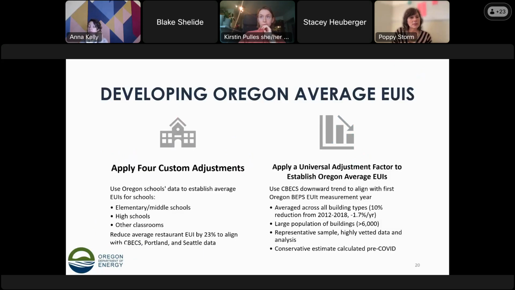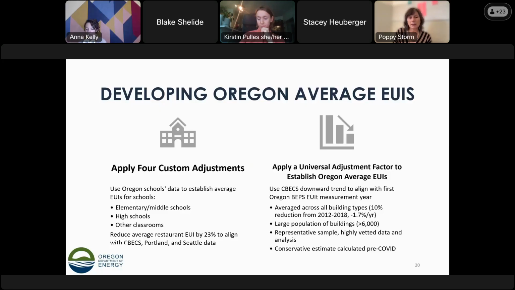So just to recap here, we made a custom adjustment for elementary middle schools, for high schools, for other classrooms, and we also made an adjustment for restaurants, which amounts to about a 23% reduction. And then we also did this trend reduction, which is about 1.7% per year. This is based on the CBEX data, which is a large population of buildings, greater than 6,000 buildings.